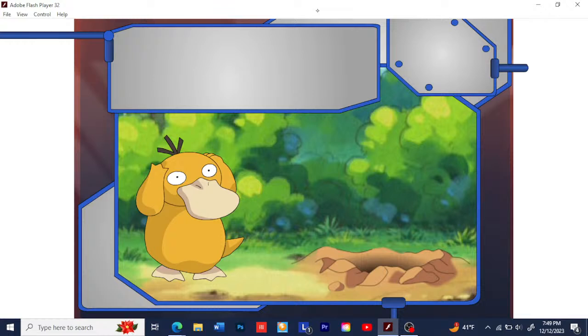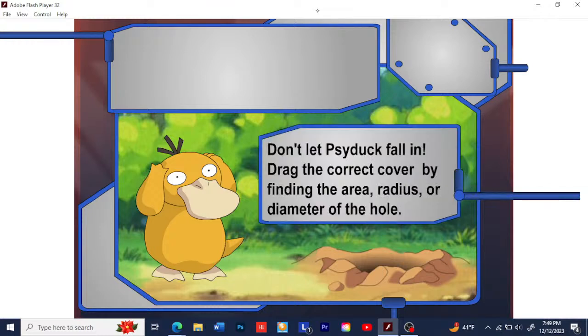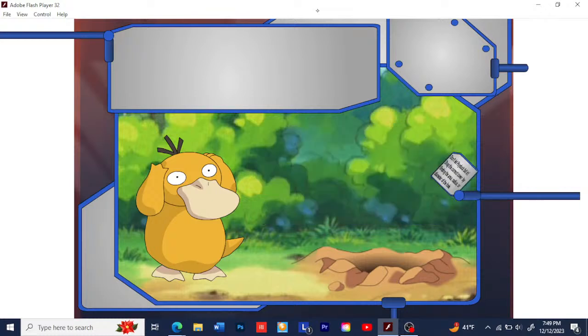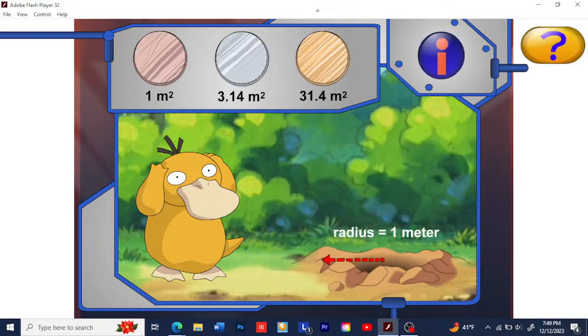Psyduck needs help getting across this path. There are holes on the trail. Don't let Psyduck fall in. To fill in the hole, drag the correct circle to a hole by finding the area, radius, or diameter of the hole. Wrong circles just won't stay in place. Help Psyduck! Fill these holes with more circles.